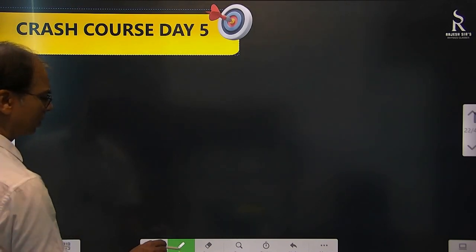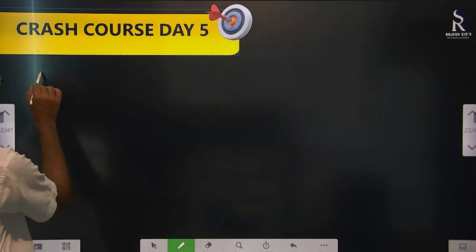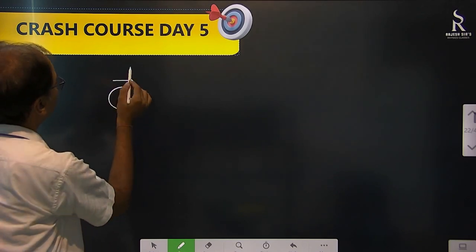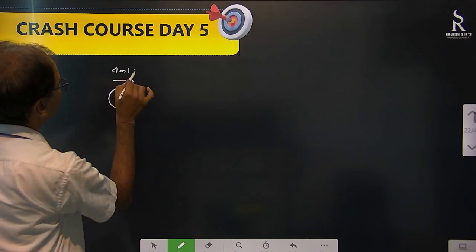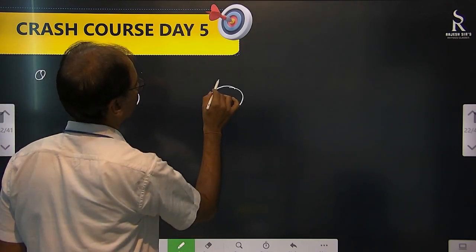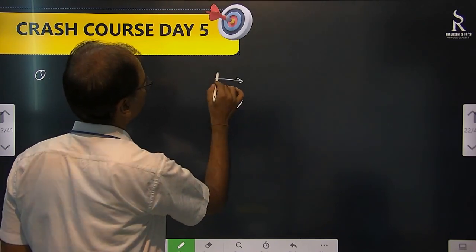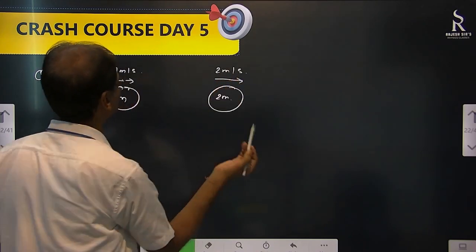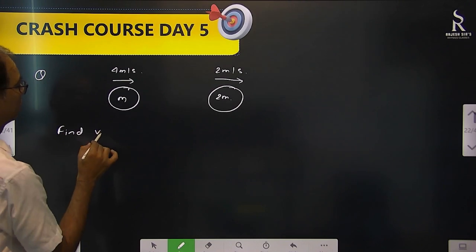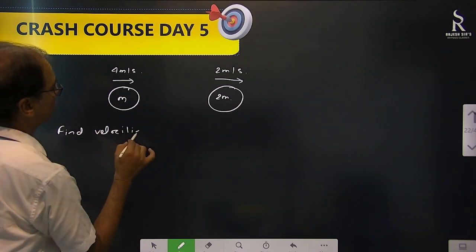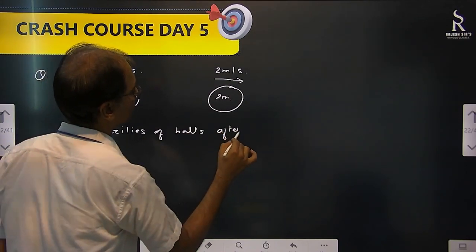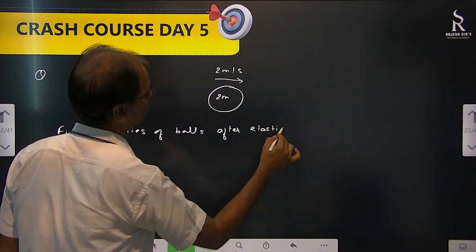Let's do a question on that one. Suppose in the elastic collision we are talking about, there is a mass m moving with speed 4 meter per second, and another one, which is 2m, moving with the speed of 2 meter per second. After collision, what will be their velocities? Find the velocities of the balls after a perfectly elastic collision.